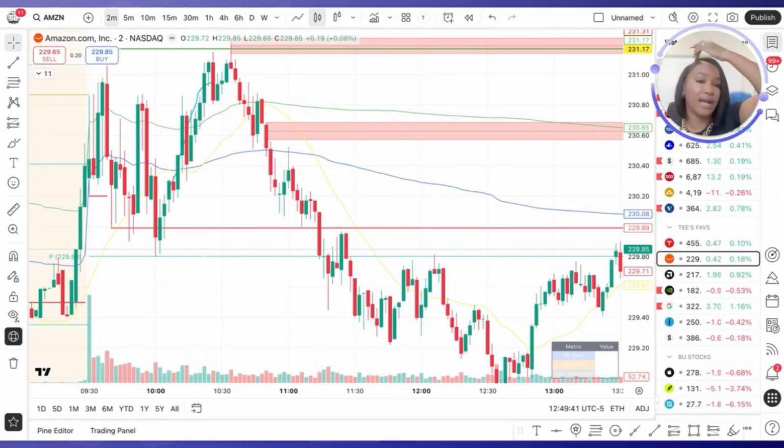Is it going to be pre-market high, previous day high? Whatever the case is, where do you want the trade to go? And where are you going to take profit? Can you write this down?